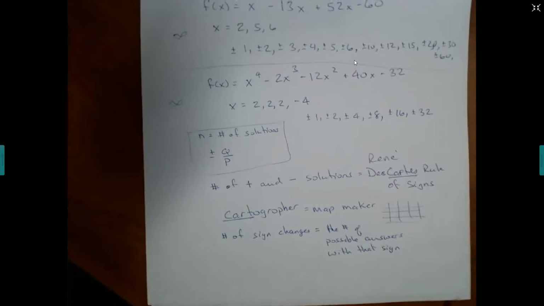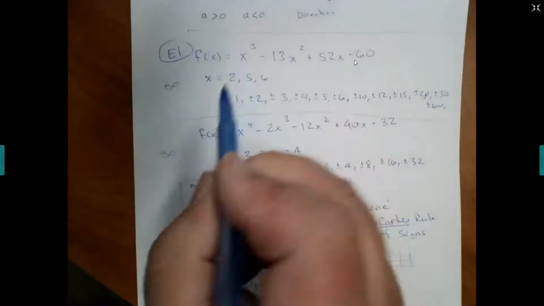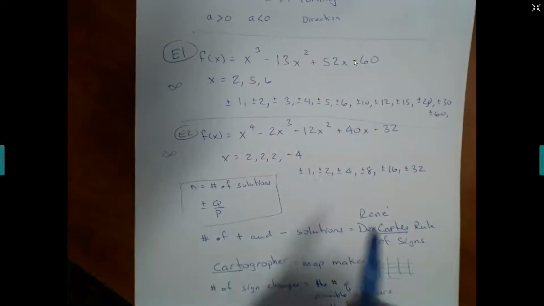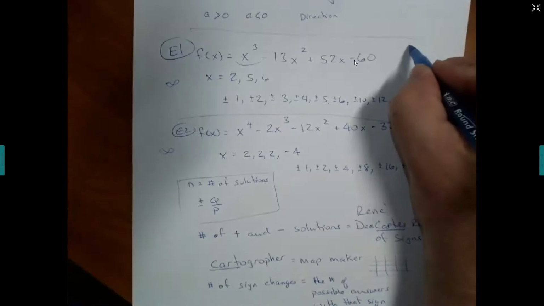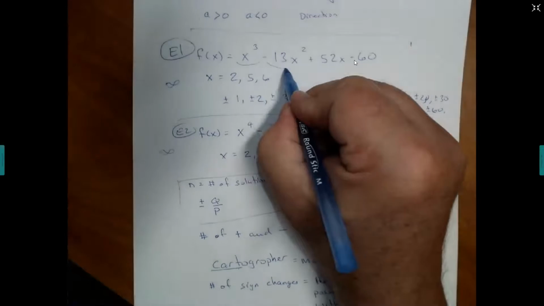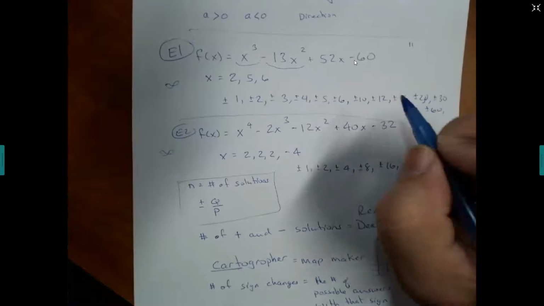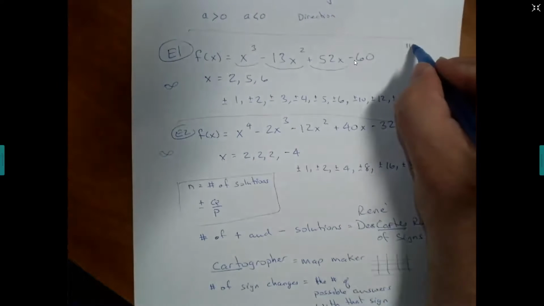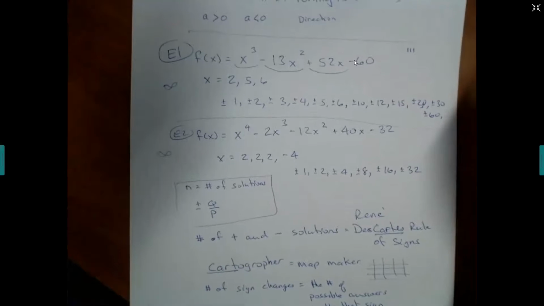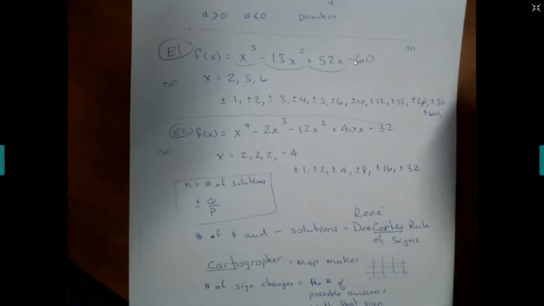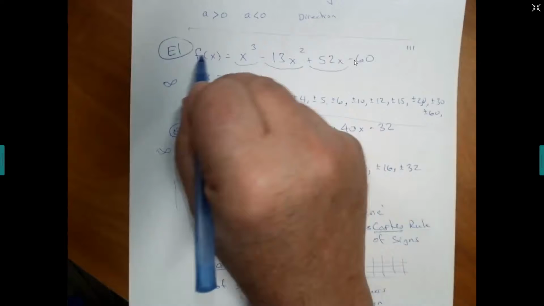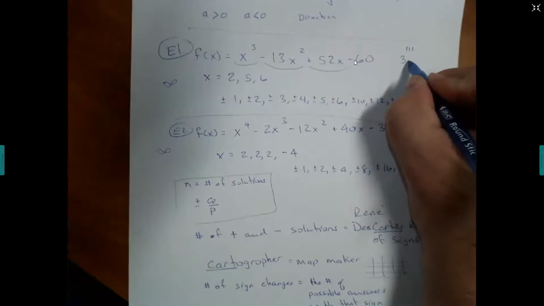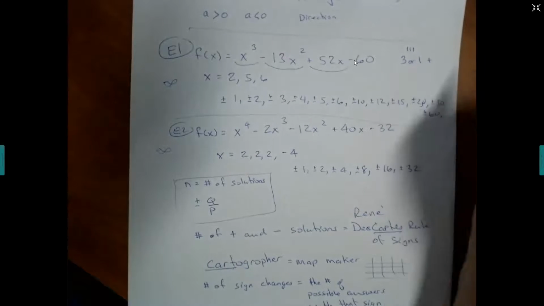Let's look at the first example. This is example 1, and this is example 2. How many sign changes are there? From positive to negative, that's 1. From negative to positive, that's 2. From positive to negative, that's 3. Okay, so since X is positive, we can have 3 or 1 positive solutions.